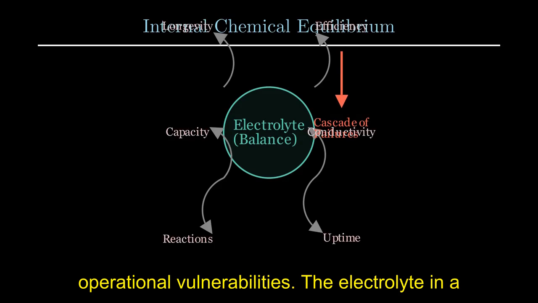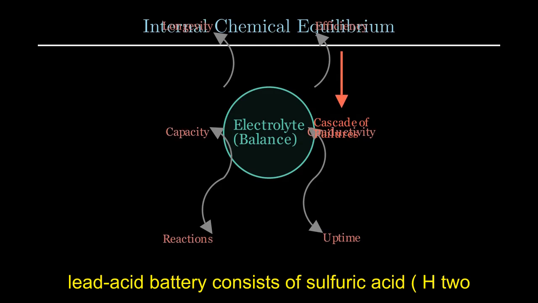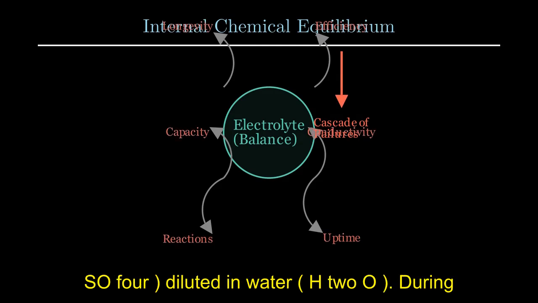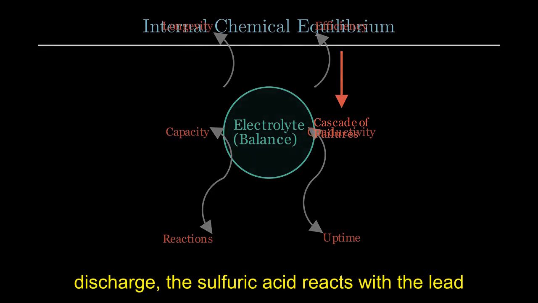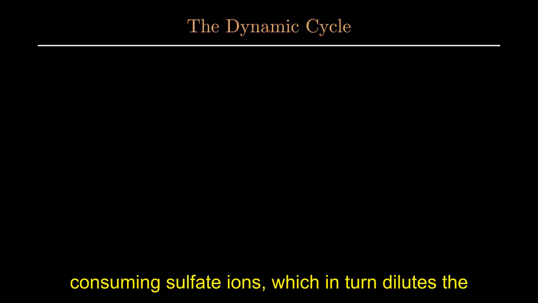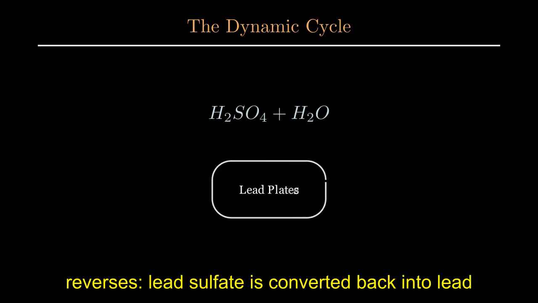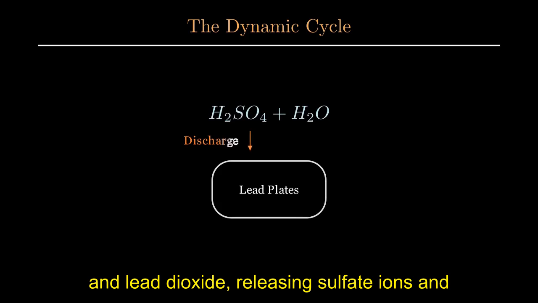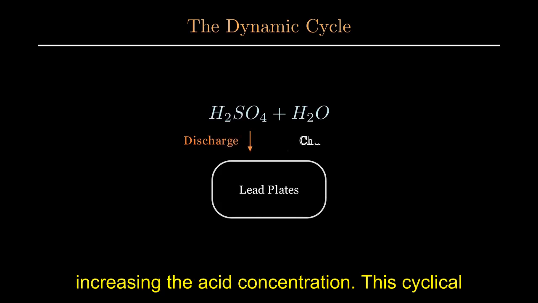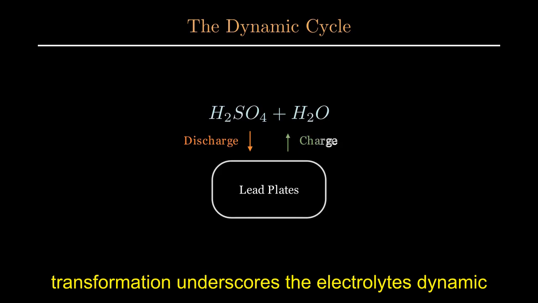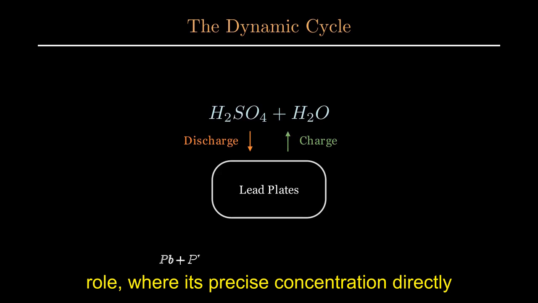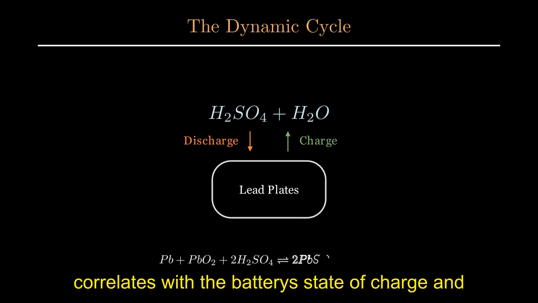The electrolyte in a lead-acid battery consists of sulfuric acid, H2SO4, diluted in water, H2O. During discharge, the sulfuric acid reacts with the lead plates, forming lead sulfate, PbSO4, and consuming sulfate ions, which in turn dilutes the acid. Conversely, during charging, the process reverses. Lead sulfate is converted back into lead and lead dioxide, releasing sulfate ions and increasing the acid concentration. This cyclical transformation underscores the electrolyte's dynamic role, where its precise concentration directly correlates with the battery's state of charge and capacity.